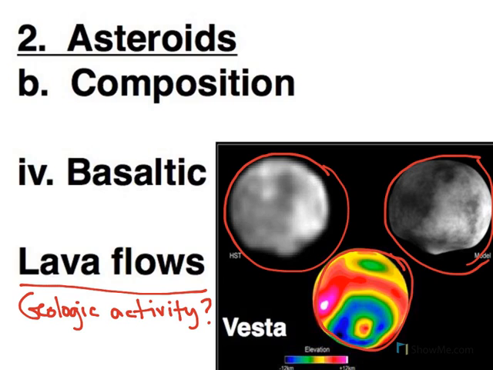Now, it could be very much like our moon. It was once geologically active and has since cooled and solidified. We don't know. We do have a spacecraft heading there, and soon we will know more about Vesta, which at this point is the only one we know for sure has this basaltic lava flow activity.